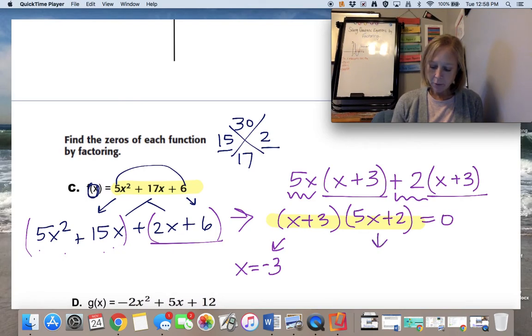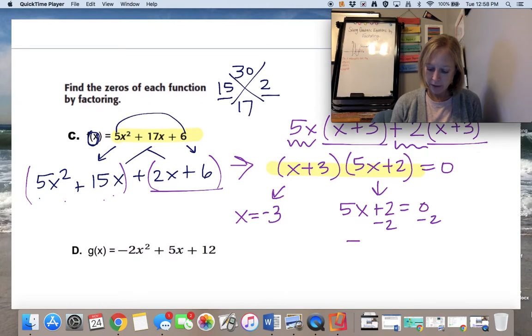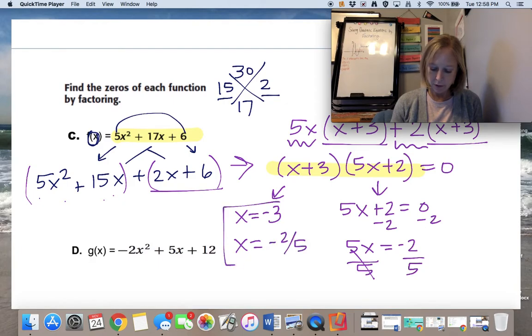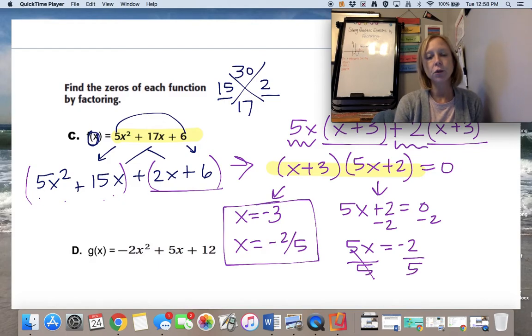This other one, I am going to have to show more work for, just like you will in your homework and on your test. So I'm going to subtract 2 from both sides. 5x equals negative 2. And now divide both sides by 5. And then x is equal to negative 2/5. So these are my two values of x. These are the two places it crosses the x-axis.